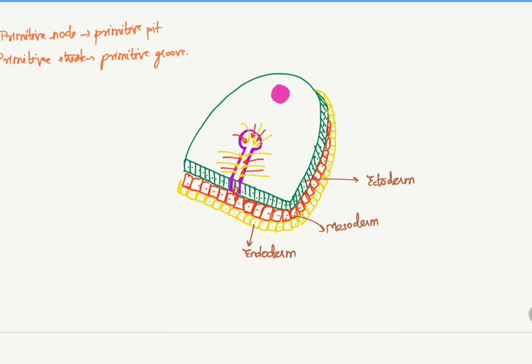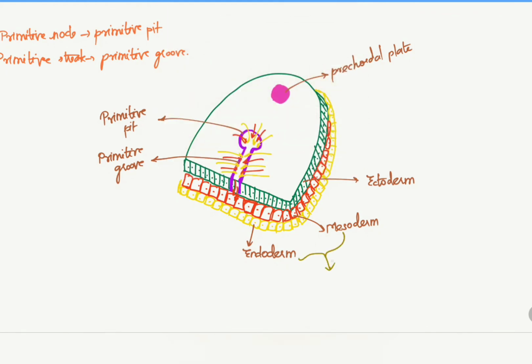Of course, you all know that this is the primitive groove, and this is the primitive bed, and this is the pre-caudal blade. So by this time it is clear that both the endoderm and the mesoderm are derivatives of the epiblastic cell layer. That is, both are derived from the epiblast.